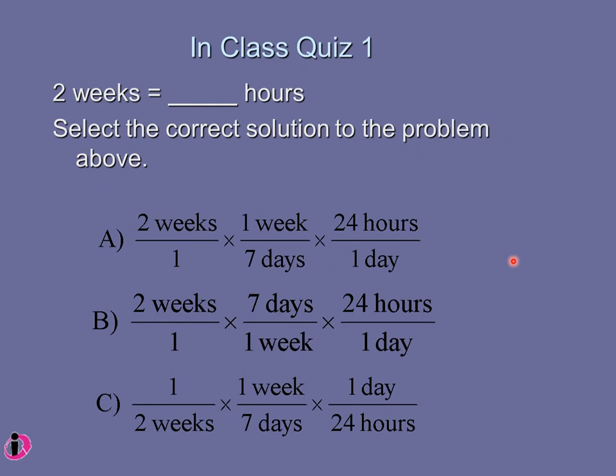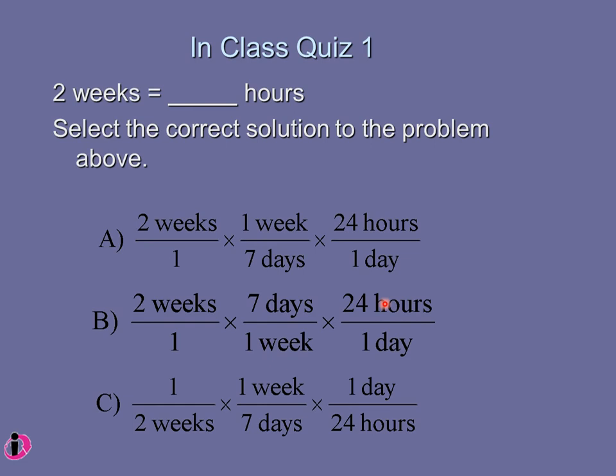Okay? Let's see whether we understand some of these. 2 weeks equal to how many hours? How do you convert the weeks to hours? Let us think for a second and answer. Okay, so any answer? B, because what you will be left with at the end is the hours, right? If you look at B, the weeks and weeks get cancelled, days and days get cancelled, and you will be left with hours.